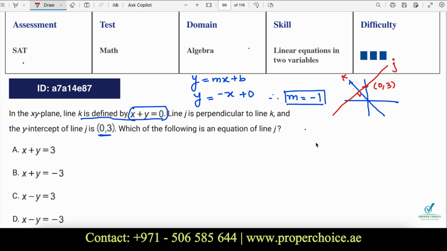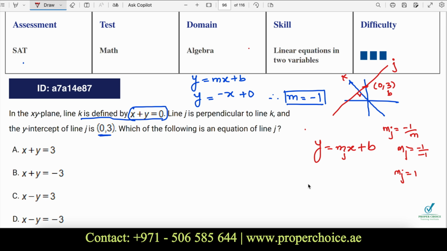Now equation of a line J is going to be y equals mx plus b. So in our case, b for the line J is 3 because this is the y-intercept. Now how does the slope of line J become? If I am writing for simplicity the slope of line J as mj, then as these two lines are perpendicular, the slope of line J should be equal to -1 divided by the slope of line K, which is m. That is, slope of line J equals -1 by -1. So slope of line J is equal to 1.